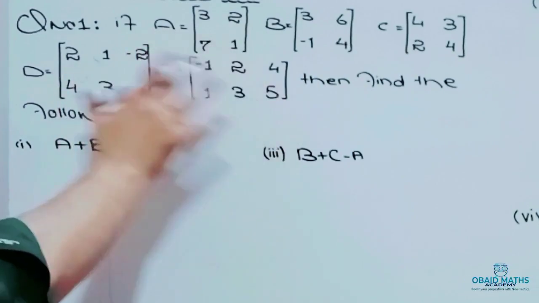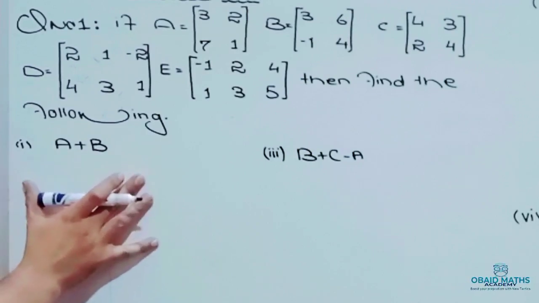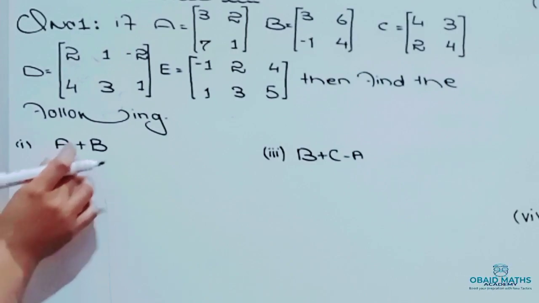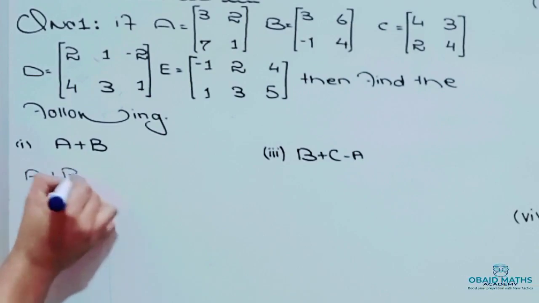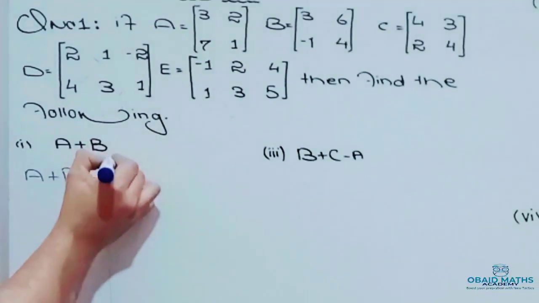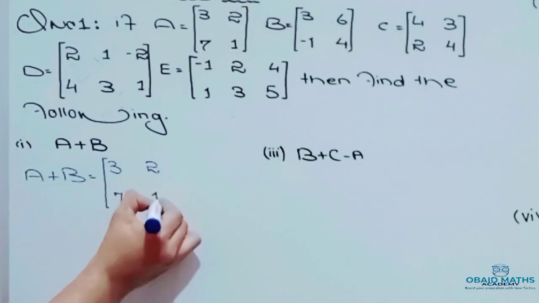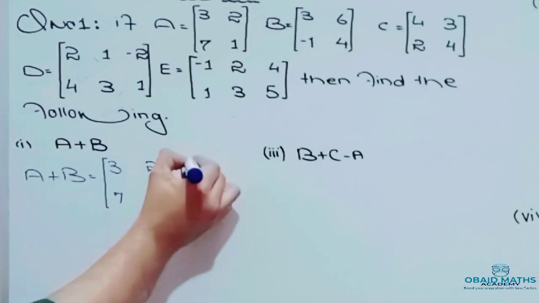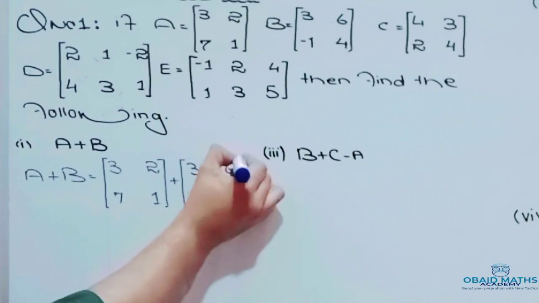So we have to use these matrices to solve the following parts. The first part is A plus B. In this form, we have to add matrix A with matrix B. So A plus B will be like, first we write matrix A, 3, 2, 7, 1, along with matrix B, 3, 6, minus 1 and 4.